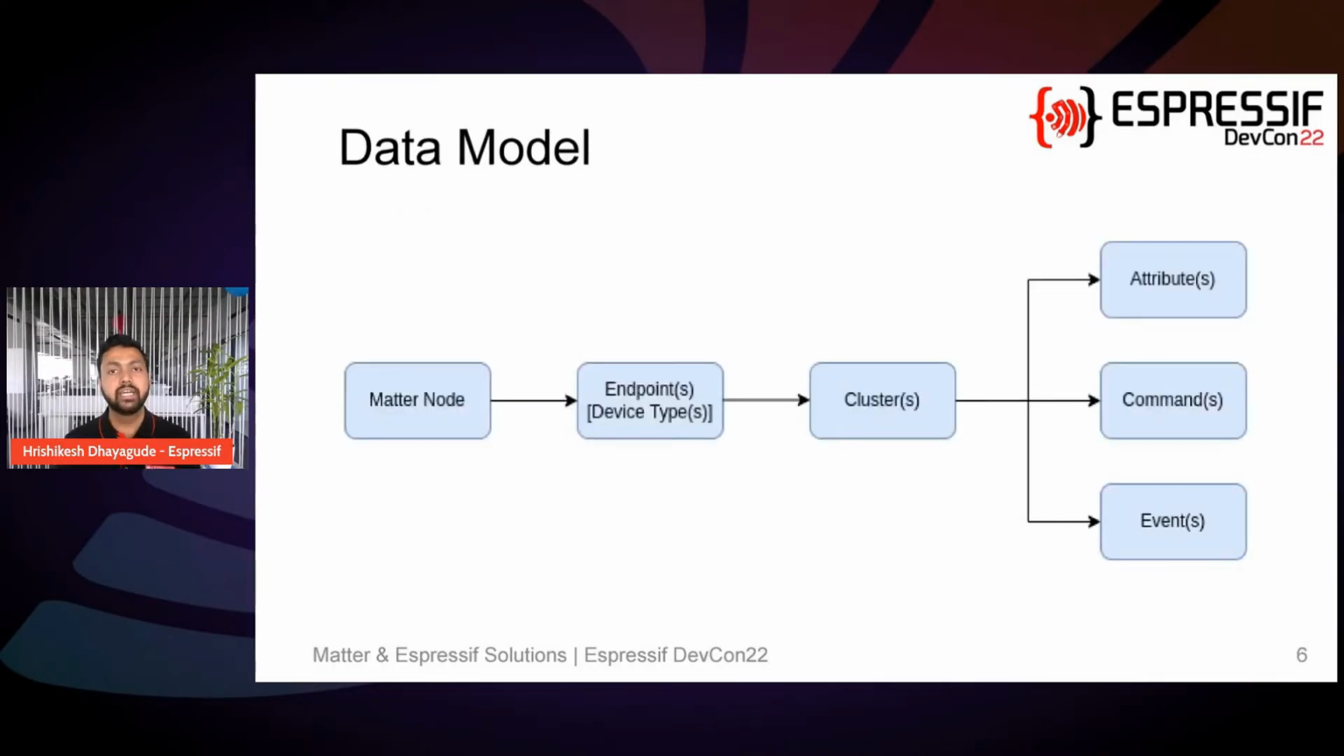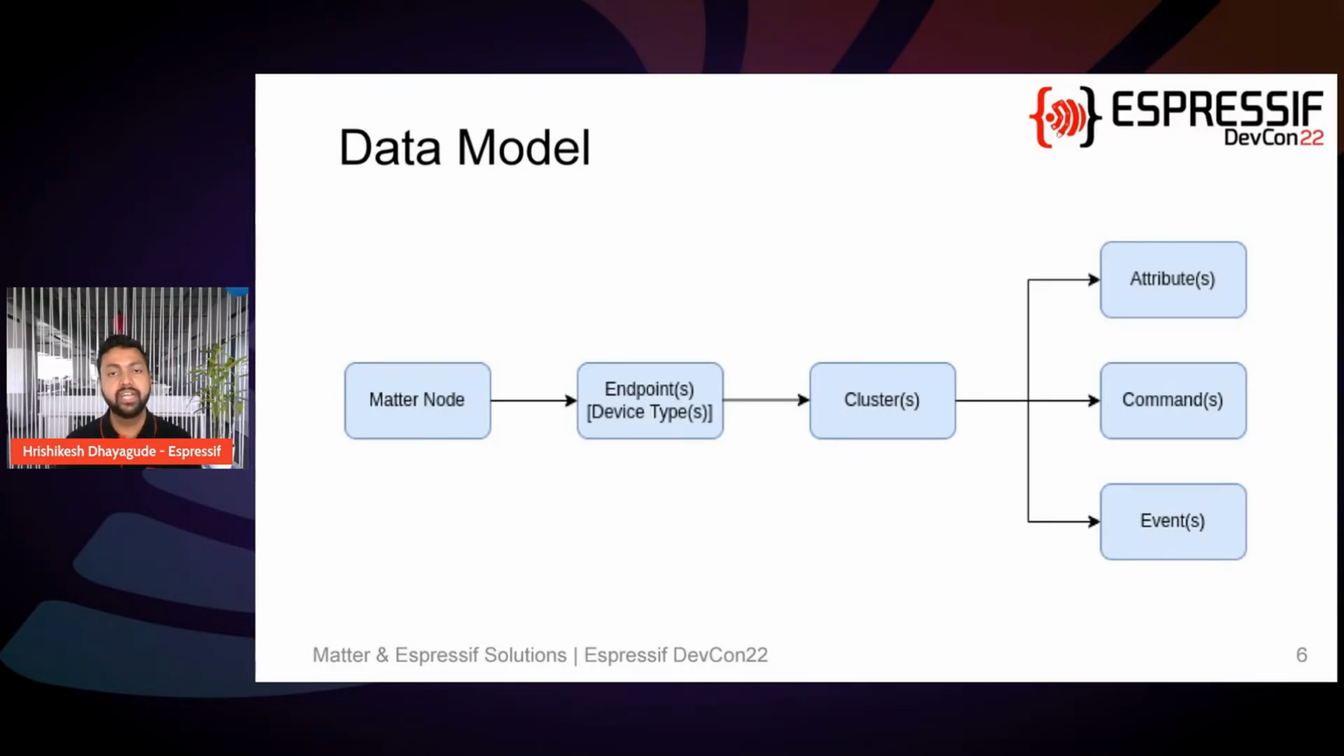Now, let us take a look at the Matter data model. Data model is the way in which the data is represented. The following are the elements of the Matter data model. First is the Matter node. A node is an addressable entity that has the Matter protocol stack running. A node has multiple endpoints. Consider an endpoint like a virtual device. The Matter specification has combined together common functionality into something called device types.